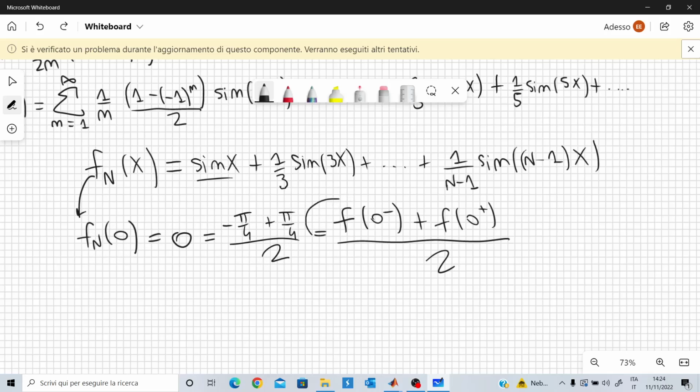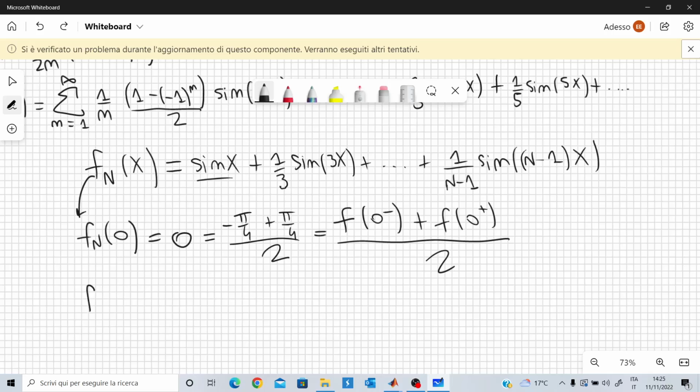So even if the function is not defined at x equal to 0, we get a value for the Fourier series at x equal to 0, which in general is equal to the average of the function evaluated at 0 minus and 0 plus. So it is some kind of average, as you can see. Now, I don't want to stop here. More can be said about the neighborhood of the point x equal to 0.